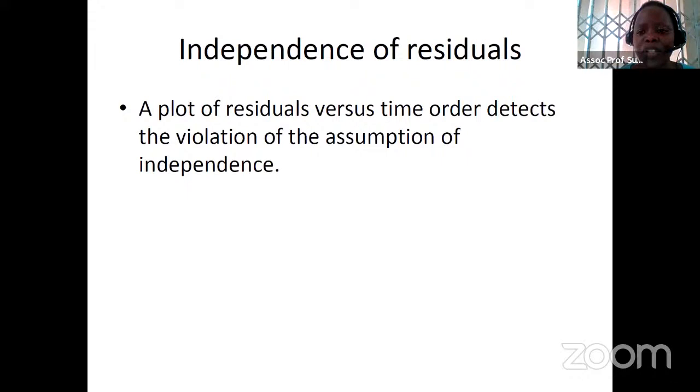So a plot of residuals versus order, time order, or order of observation helps us to detect whether the residuals are independent, meaning the residuals are not correlated. So if there is just a random scatter of points, then the residuals are independent. So we will see this more in the practical, which we are going to do today. And you're able to see what it means when the residuals do not have constant variance.